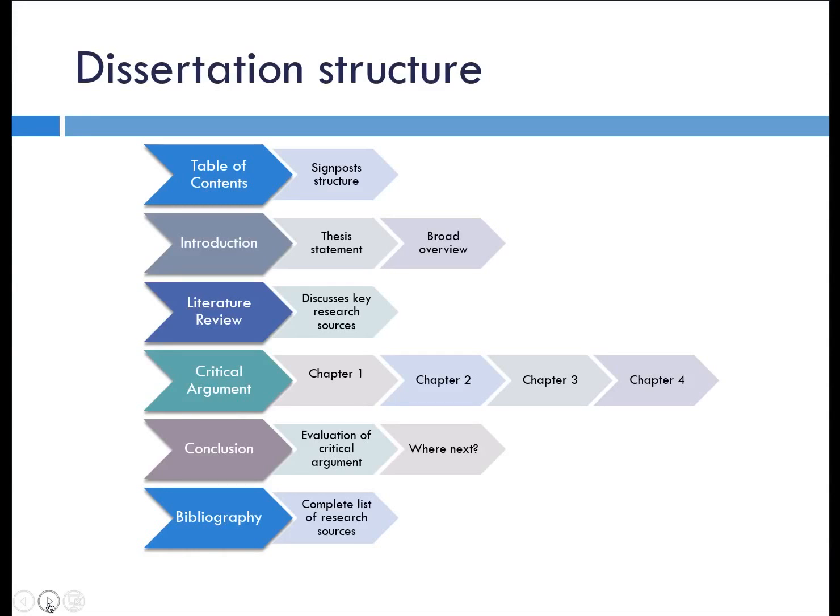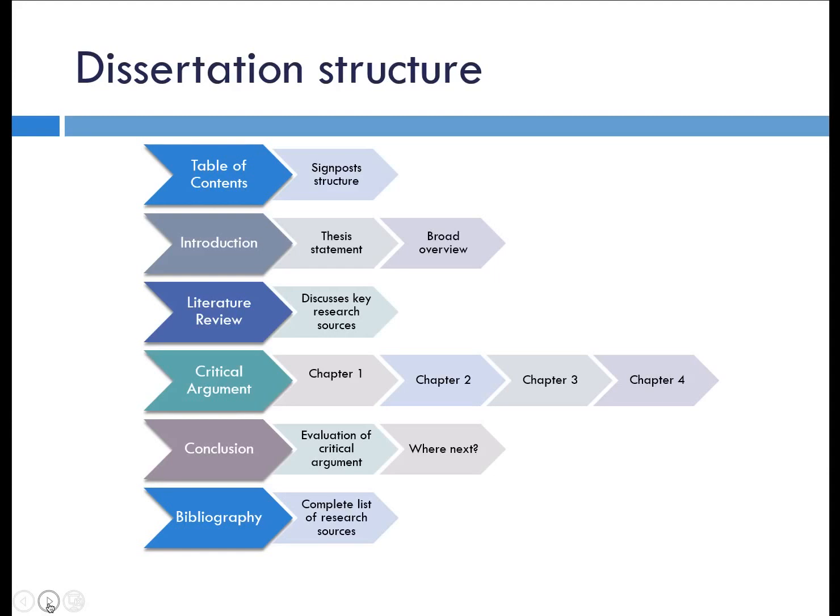It would start with a table of contents, which signposts where your information is. That would lead towards the introduction, which contains your thesis statement and a broad overview of your research. Then you might want to include a literature review, which would discuss your key research sources and how you've used them. What follows will be the bulk of your dissertation, your critical argument, and that might be arranged in 2, 3, 4 or even more chapters.